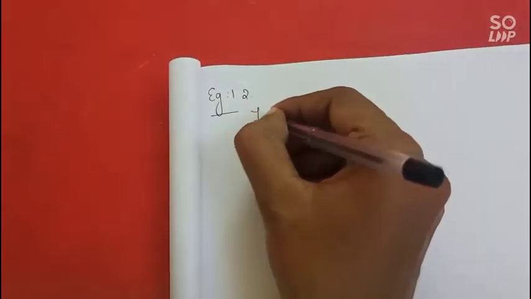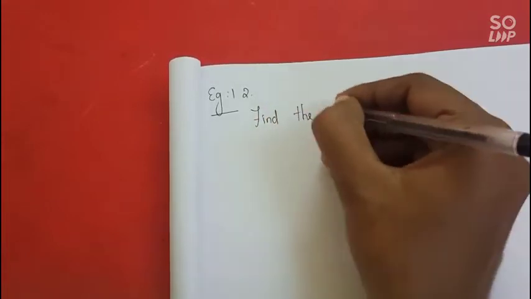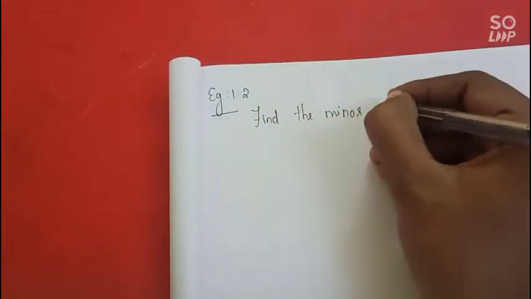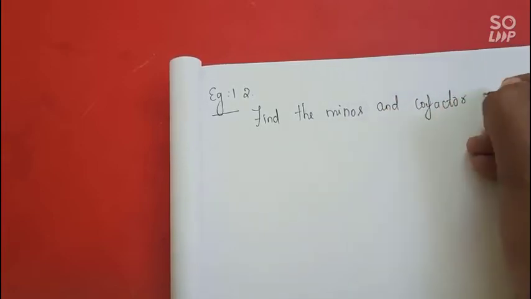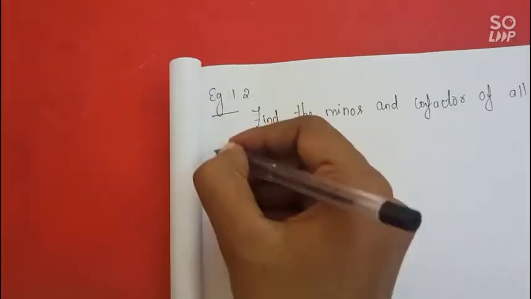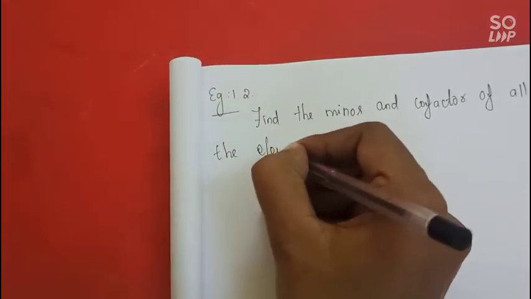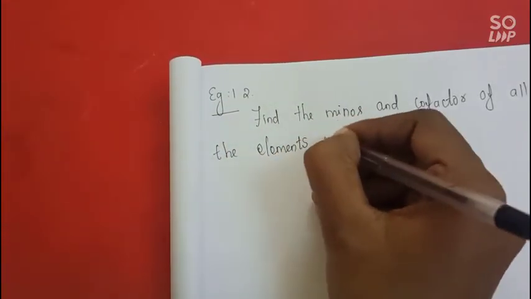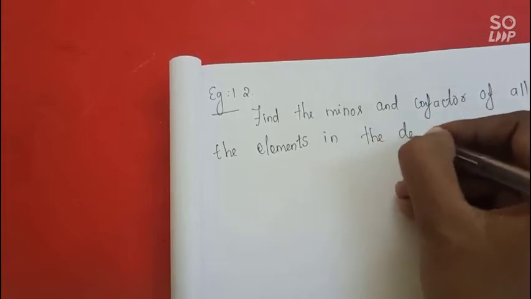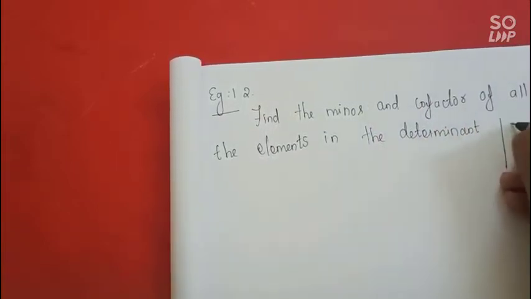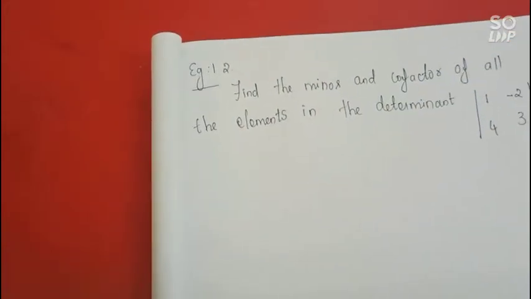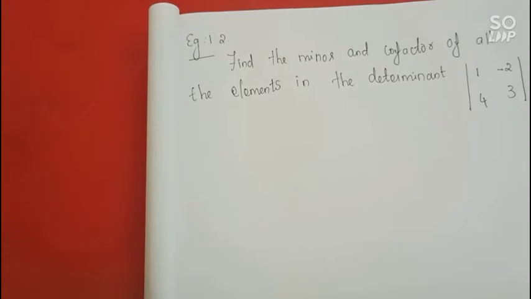Example 1.2. Find the minor and cofactor of all the elements in the determinant (1, -2, 4). Okay, find the minor and cofactor of all the elements in the determinant.